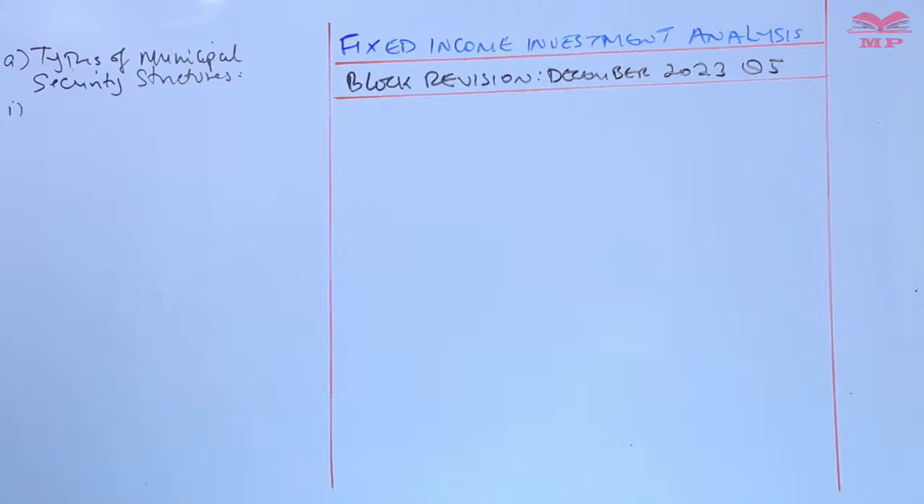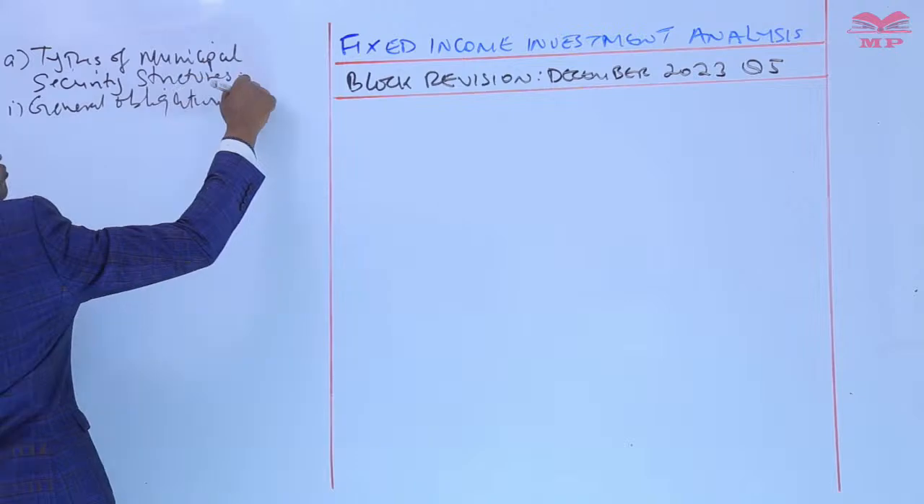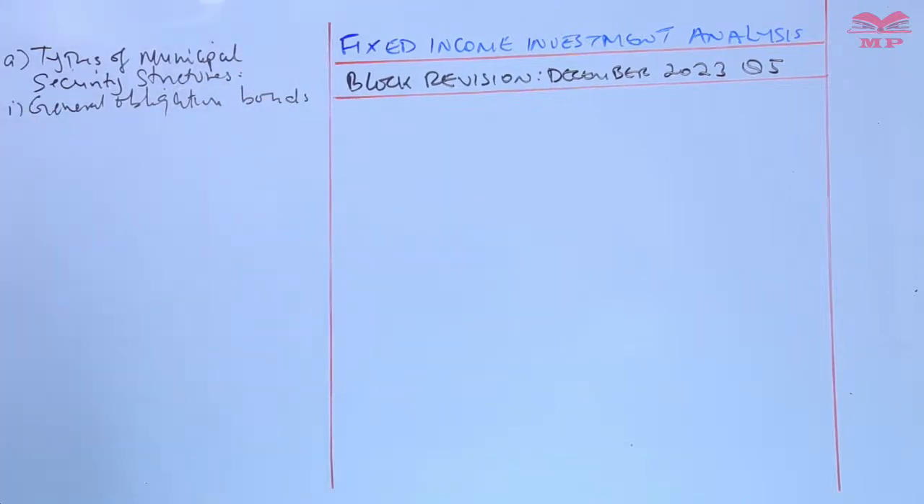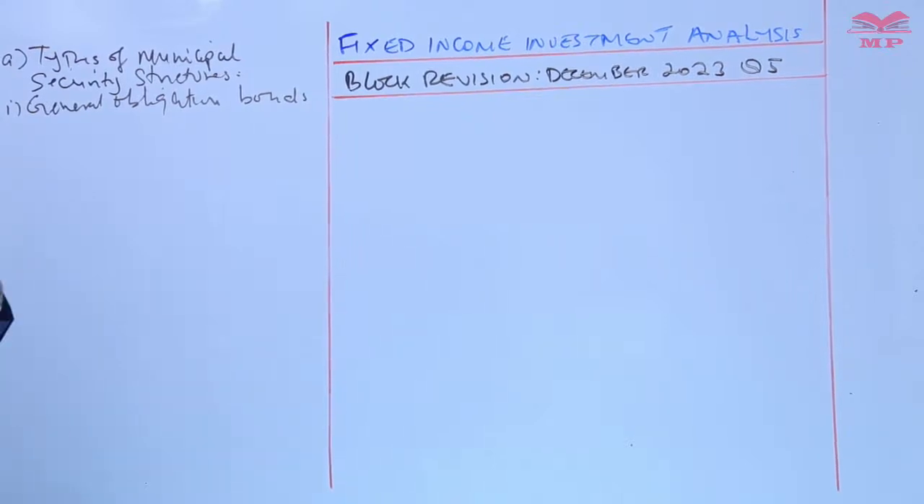Number 1, the general obligation bonds. These bonds are backed by the full faith, credit, and taxing power of the issuer. They are typically used to finance projects that benefit the entire community, such as schools, roads, public buildings, and so on.